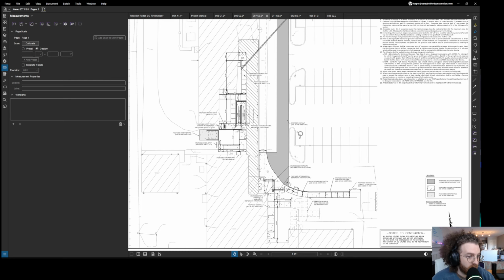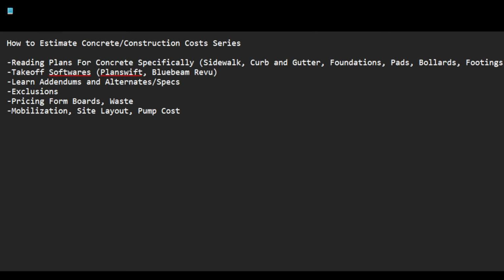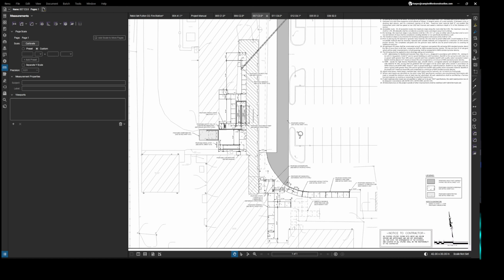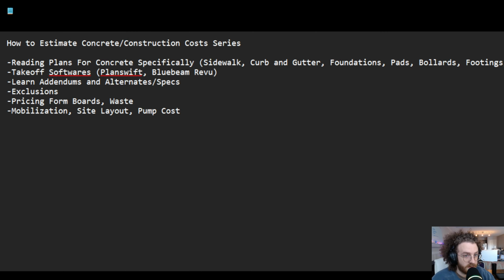My next talking point, the actual takeoff software that you can use for this. There's a lot of different options. One of the main ones that I used for general contracting was PlanSwift. It had a lot of different options, a lot of different functionality. Bluebeam Review is very similar, also a good software. But yeah, with takeoff software you kind of can't go wrong.